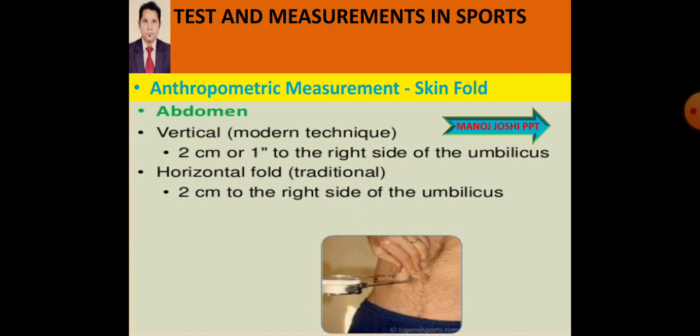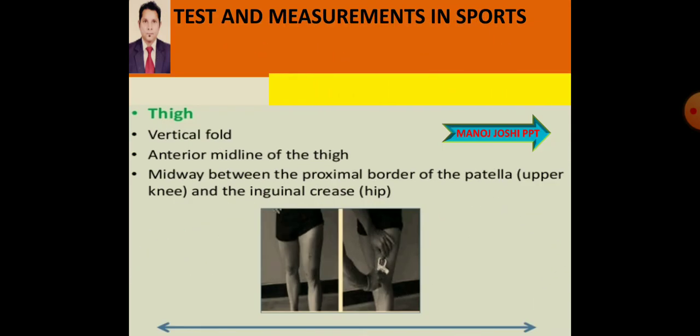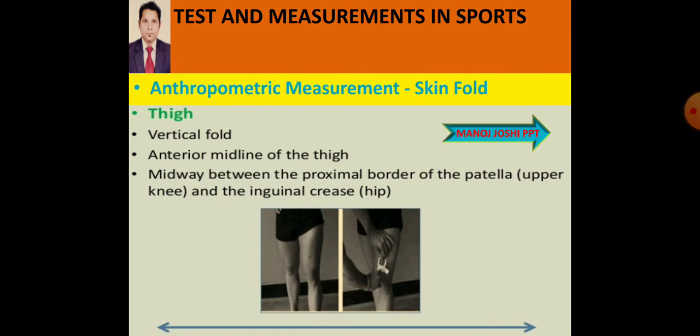Skin fold of thigh. This is the vertical fold, anterior midline of the thigh, midway between the proximal border of the patella, upper knee, and the inguinal crease of the hip. That we will see here in the measurement. By the caliper it is being checked.